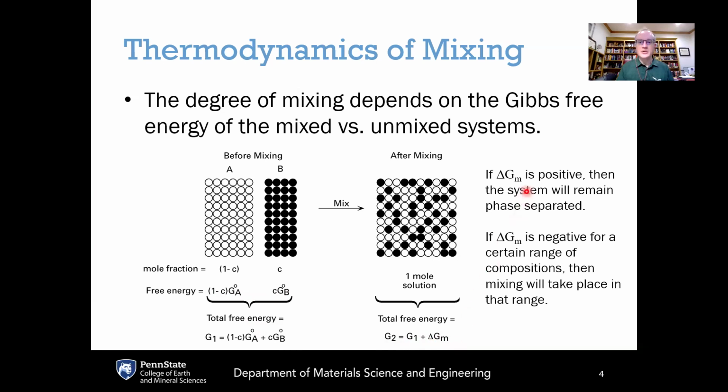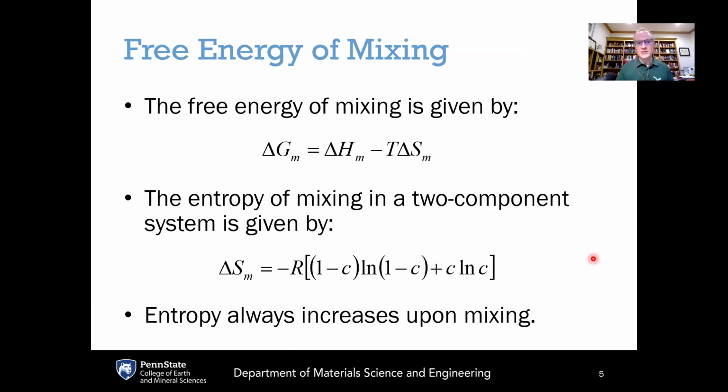If this Gibbs free energy of mixing, delta G sub M, is positive, then that means that the system will remain phase separated. If the delta G sub M is negative, then that means there is some thermodynamic advantage to having some degree of mixing in the system. And so if this delta G sub M is negative for a certain range of compositions, then mixing will take place in that range. Let's take a closer look then at this free energy of mixing, since this is the key parameter that governs the degree of mixing of our solution.